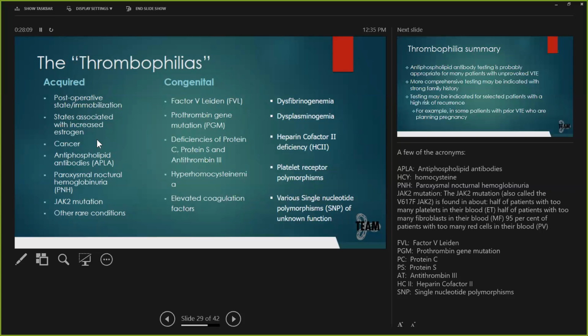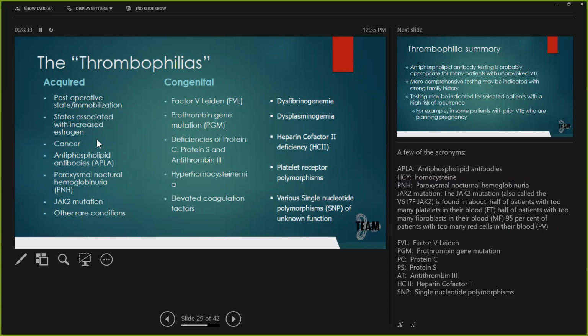The other one is paroxysmal nocturnal hemoglobinuria, which is a very rare condition, which we tend to see mostly in very young patients. If they are clotting with no other reason, we test for PNH for those patients. The other one is JAK2 mutation, which is positive in polycythemia vera or essential thrombocytosis, where the patients have high hematocrit and high platelets due to a bone marrow problem. We test for JAK2 mutation because they are at high risk for forming blood clots.